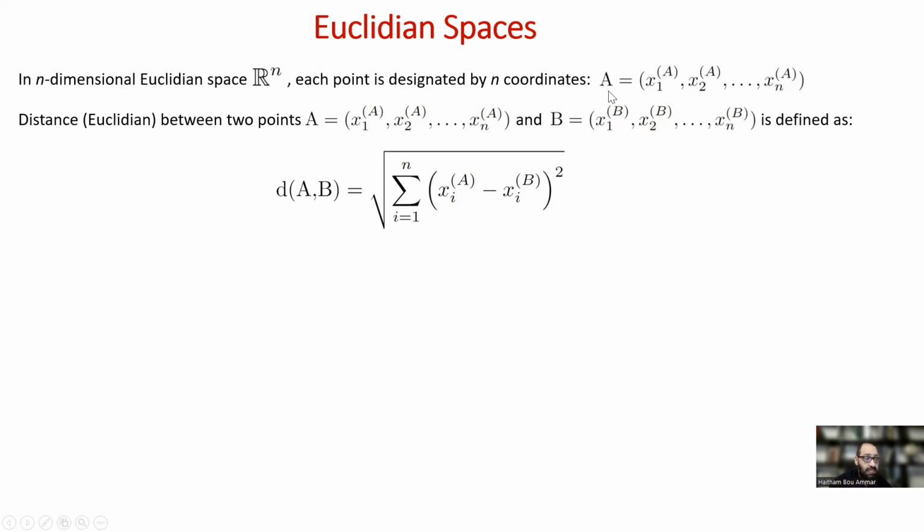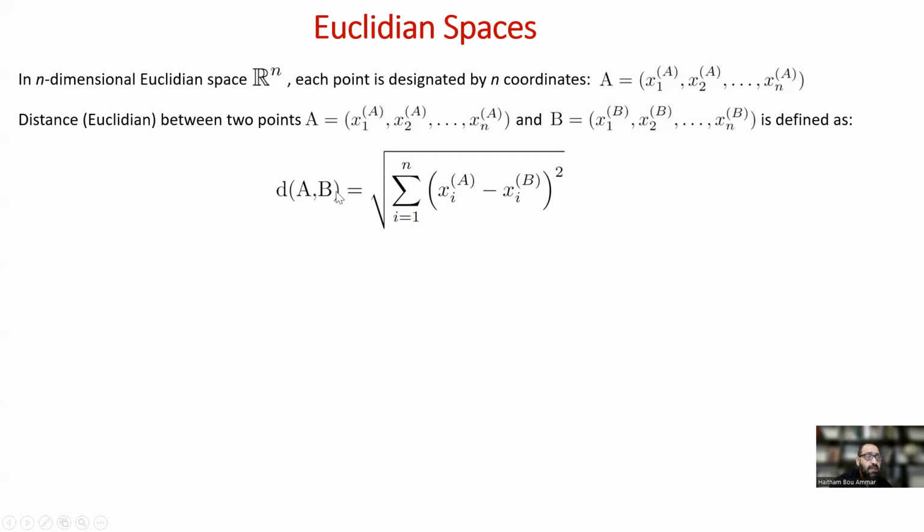So let's say we have this point A, and also let's say we have this point B. We give a notation here, x1A, x2A, up to xnA, to say that this is for the point A, its coordinate on the first coordinate axis, second, third, and nth. And similarly for B, we give it x1B, x2B, up to xnB. These are the location of the point B on the first coordinate axis, the second coordinate axis, up to the nth coordinate axis.